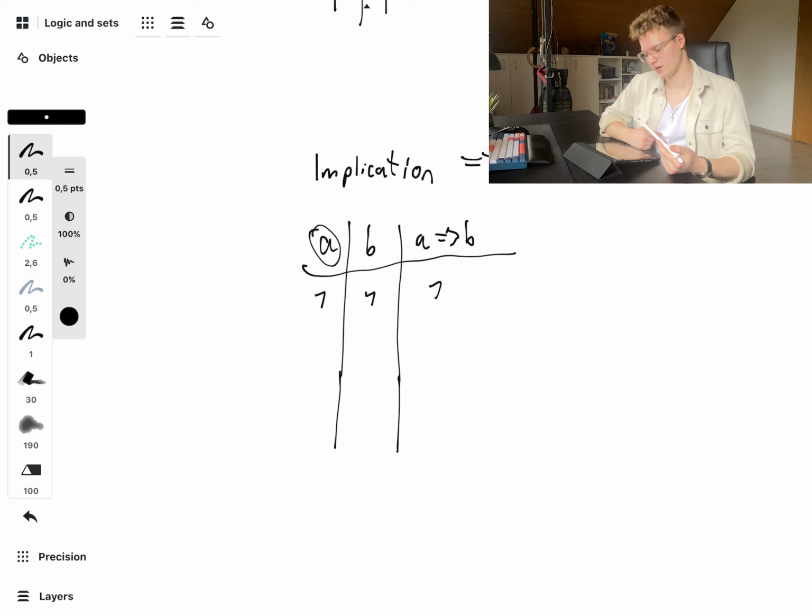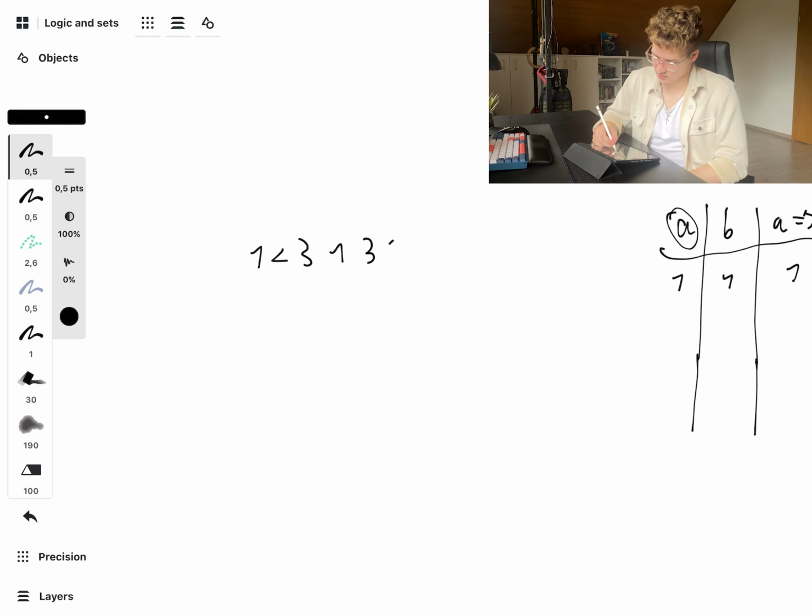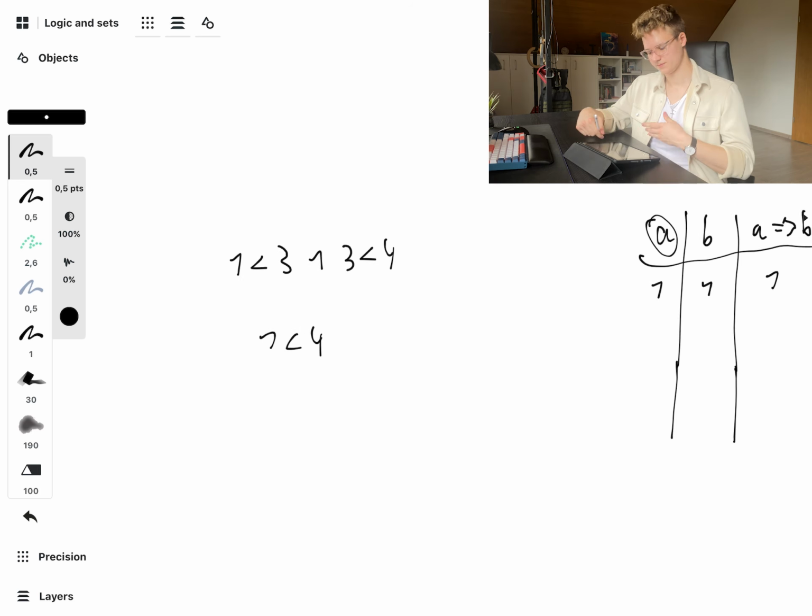For example, an implication could be that if a function is differentiable, then it also has to be continuous. So we have that differentiability implies continuity. Since this is the intro to high school, you probably don't understand these terms yet, but another example would be if 1 is less than 2, or less than 3, and 3 is less than 4, well, this would imply that 1 is less than 4, okay? So that's basically an example, okay?